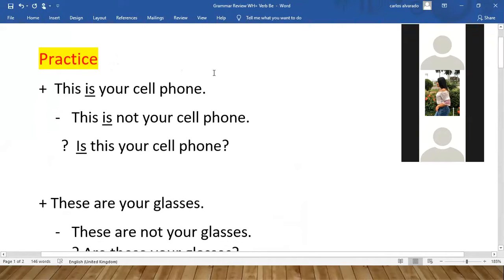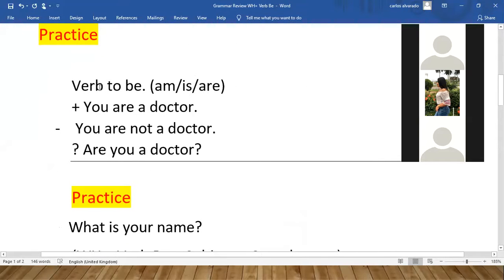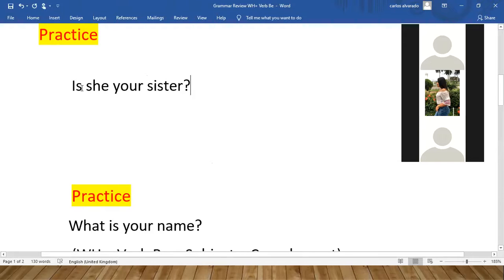First, let me see. Aquí está. The verb to be is, am, is, are, right? Ya aprendimos eso, el verb to be. Now, lo que me voy a enfocar en cómo hacer preguntas con el verb to be. Yes or no questions, okay? So, for example, yes or no questions with is. Is she your sister? All right. Now, primero pongo el verb to be. Is she your sister? Okay.